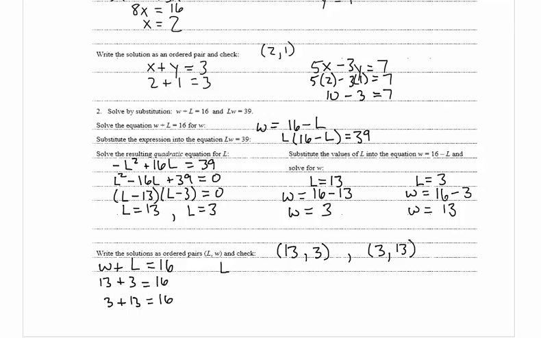And then for l times w is equal to 39, 13 times 3 is equal to 39, and 3 times 13 is equal to 39. So both of our ordered pairs are solutions. And that's all for this video on solving systems of equations by substitution.